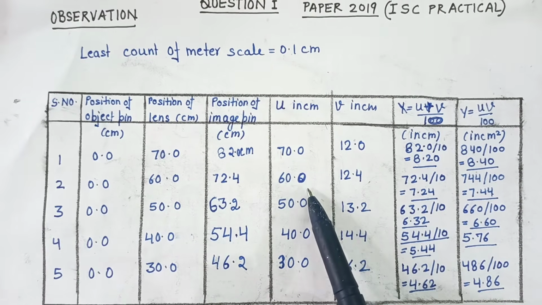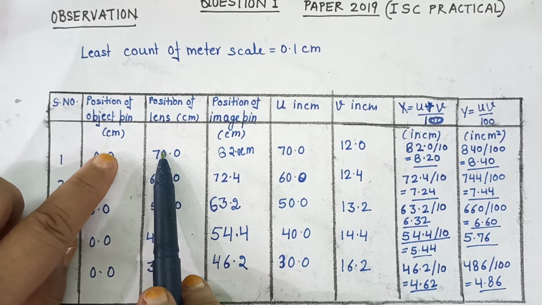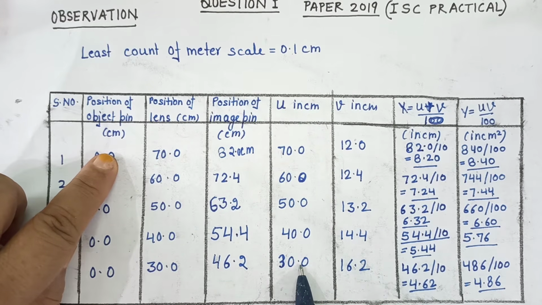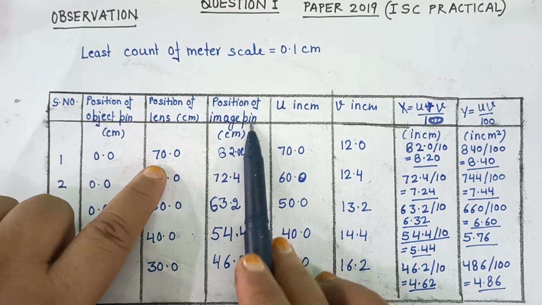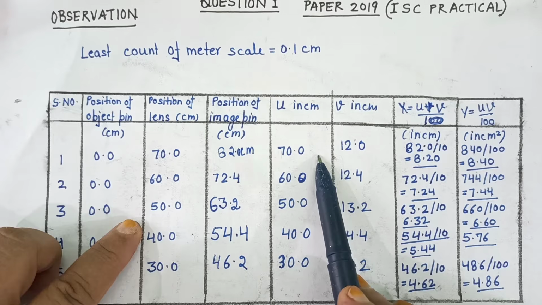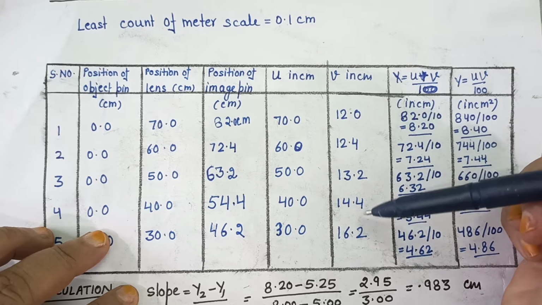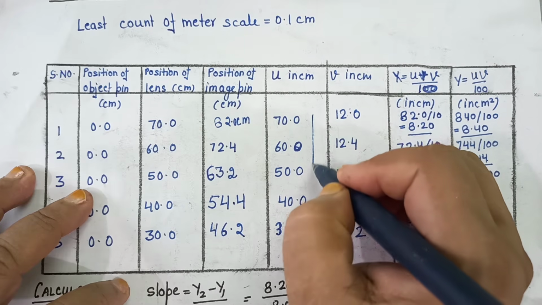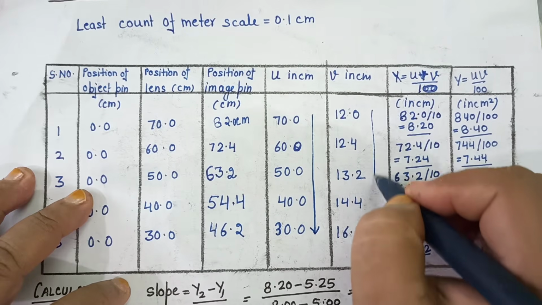After that you have to calculate u, and you calculate it by subtracting the value of position of object pin from the position of lens. So here I have calculated all the readings. After that, from position of image pin subtract position of lens, and you will have V, that is the distance of image pin from the lens. Now you can see that if u is decreasing, then V is increasing. This pattern should be, if u is in decreasing order, then your V should be in increasing order.